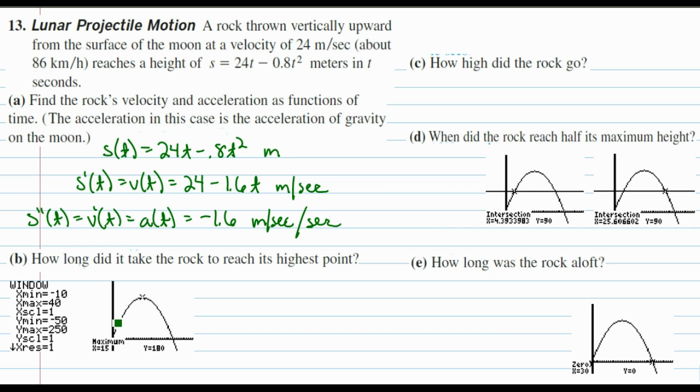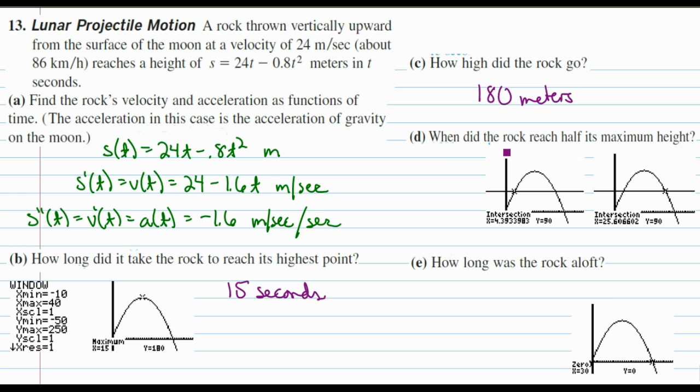Part B, how long did it take the rock to reach its highest point? Well, that's talking about the rock's position. So I put in the position graph, found a good window, and found its maximum. How long did it take to reach the highest point? 15 seconds. And then question C asks, how high did the rock go? That's going to be 180 meters.